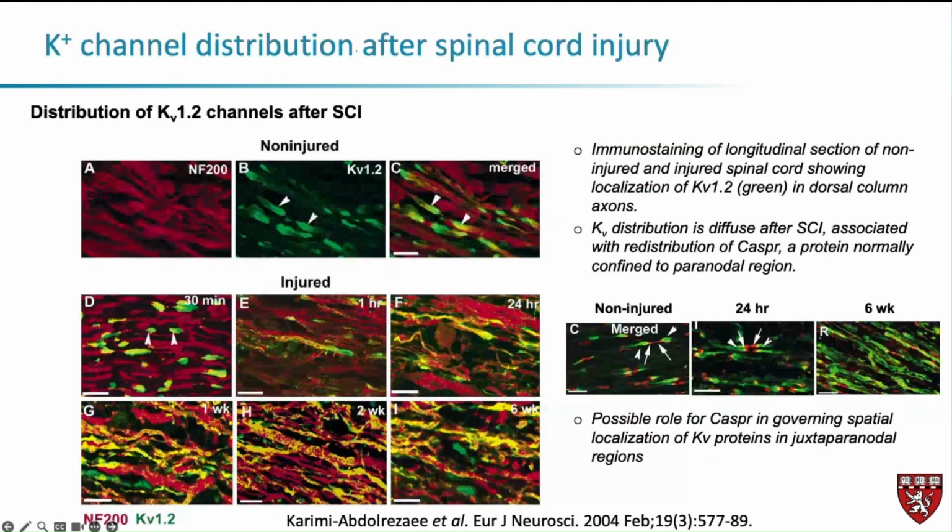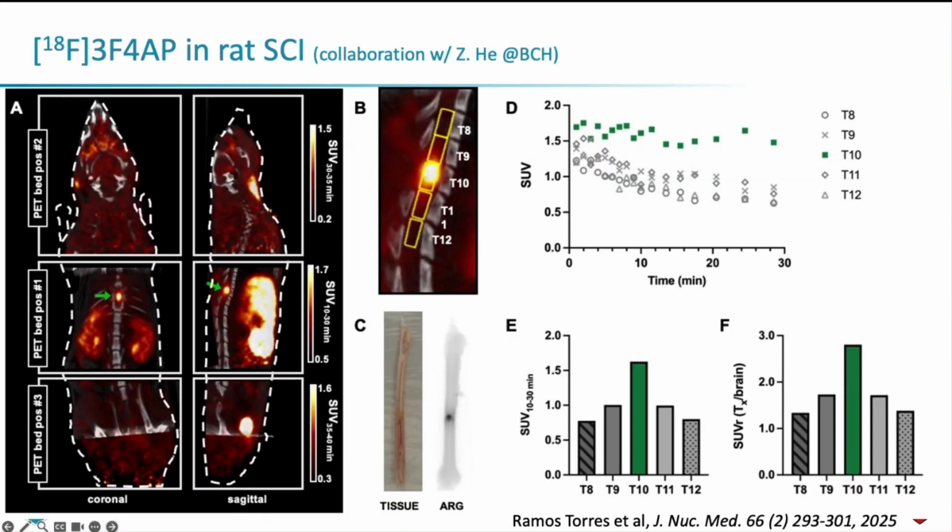So moving down from the brain to the spinal cord, we decided to look at whether spinal cord injuries would also show up with this tracer. And in the spinal cord, it had been well documented that potassium channels increase in expression several fold, and they disperse through the injury site. So we teamed up with Zhigang He at Boston Children's, whose lab had this model in-house. They created a controlled impact into the spinal cord.